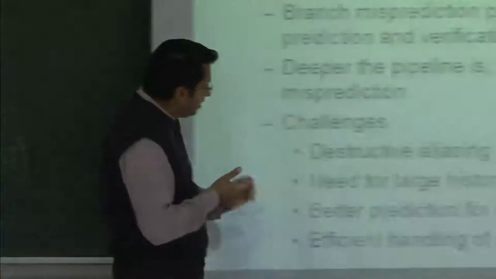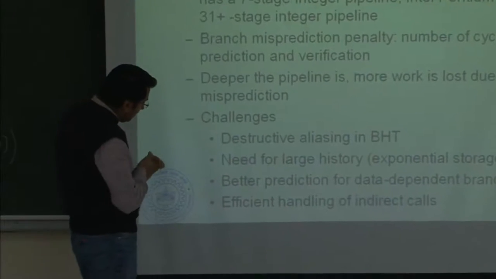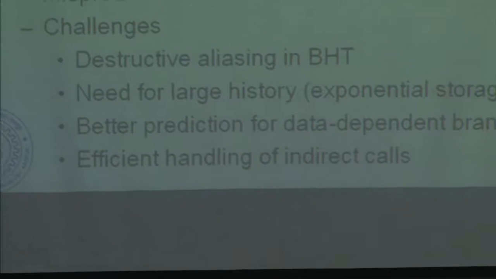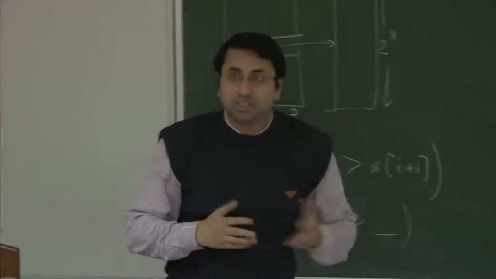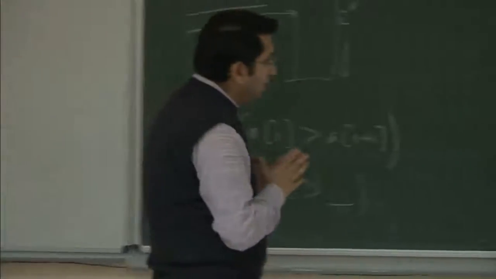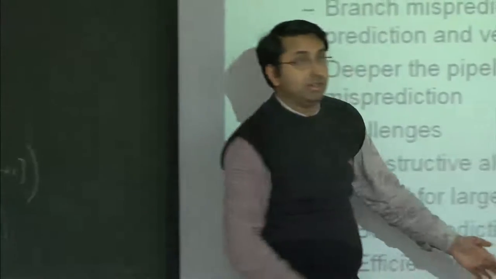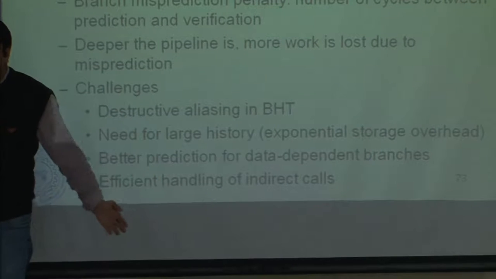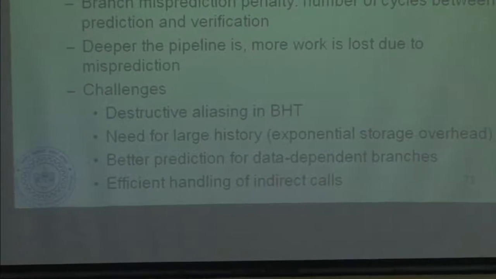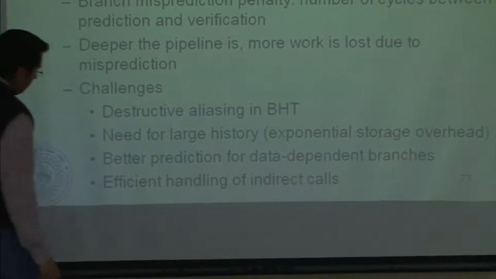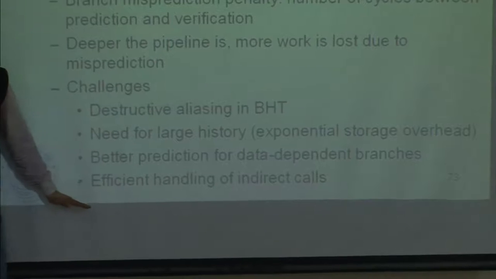And the third problem is not really about direction predictors, but it's about efficient handling of indirect calls. If you have a direct call, that's fairly easy to predict with the help of the branch target buffer. The BTB will be correct every time, because the target is constant. For indirect calls, the target will vary depending on the state of your program, because these are essentially function pointers or virtual methods. The target will depend on what you are really doing, and your BTB will be extremely inaccurate in this case.